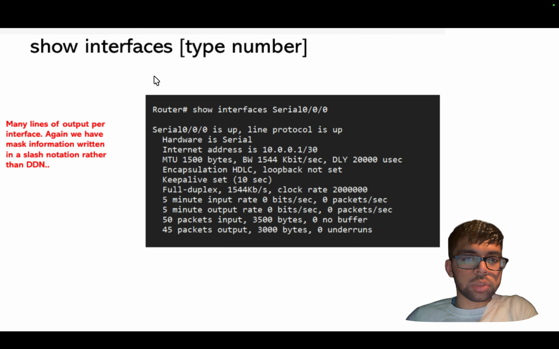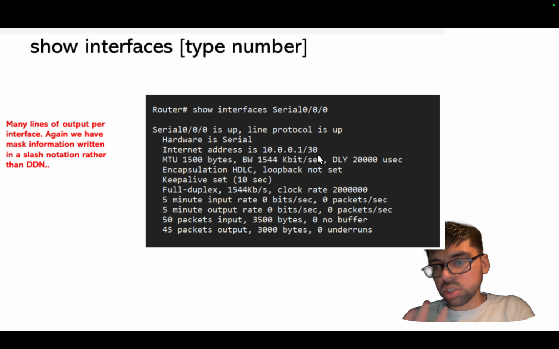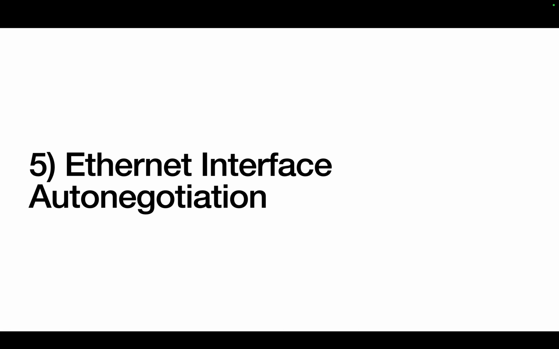And then when it comes to show interfaces, then the type and number, enter the interface type and the interface number, that gives you several lines of output. Here we've got 1, 2, 3, 4, 5, 6, 7, 8, 9, 10, 11 lines of output. We have mask information. You have the IP address and the mask there, again written in slash notation, not dotted decimal notation.